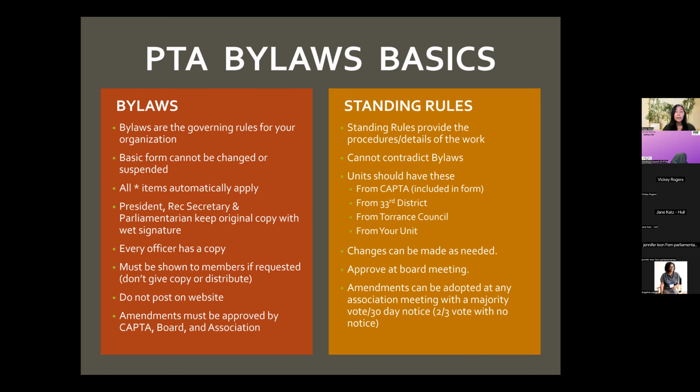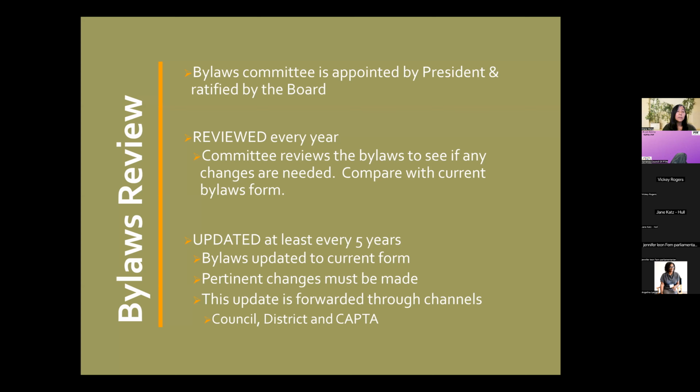If you are doing a bylaws review, you want to have your president appoint a bylaws committee and have it ratified by the board. You should be reviewing your bylaws every year, checking to see if everything is current. And you are required to update it through channels to CAPTA at least every 5 years. So when I said there's a few people that needed to update, that's because the 5 years is coming up. I will notify you if you need to, but if you need to make any changes, you're welcome to update them at any time.